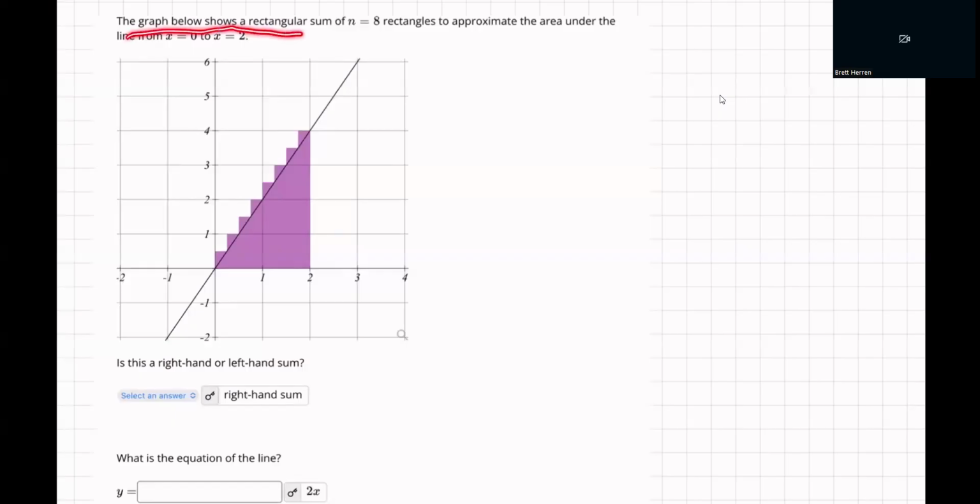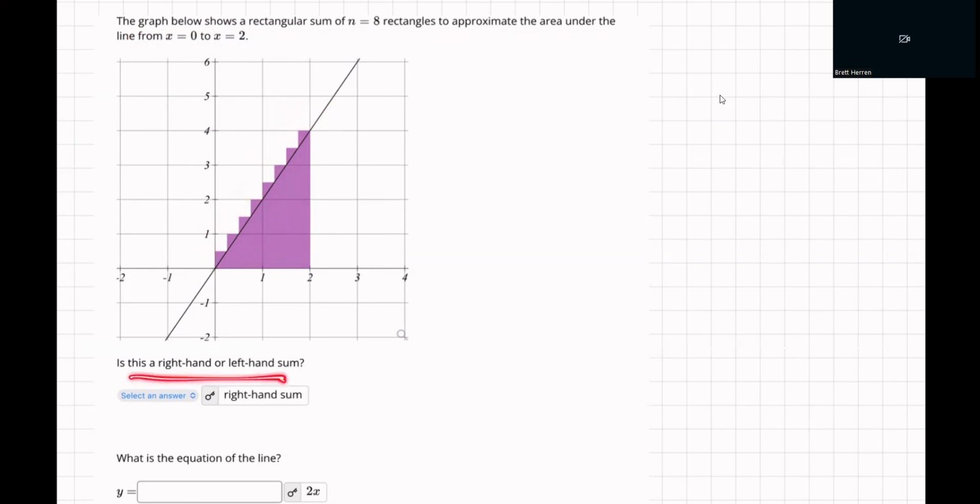The graph below shows a rectangular sum of n equals 8 rectangles to approximate the area under the line from x equals 0 to 2. So we're trying to estimate the area underneath this line, but we're going over it. This is an overestimate. See how more rectangles are sticking out the top of the line. So we're going to get an overestimate. That's why it's just an approximation. It's not the exact area under the line.